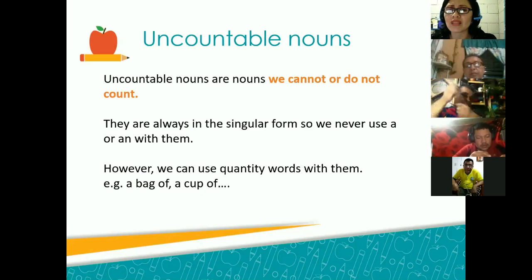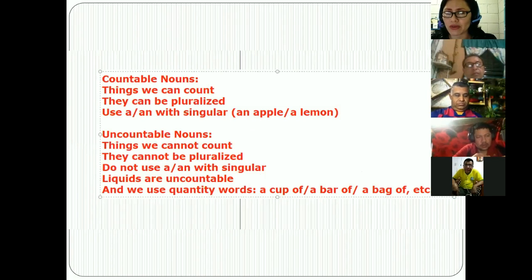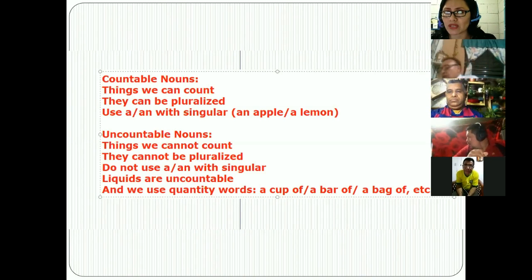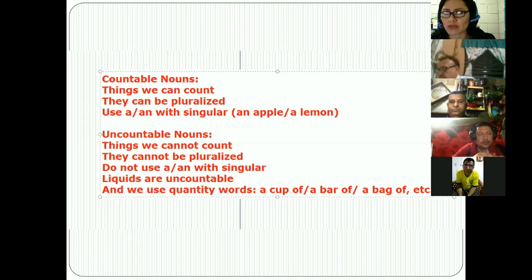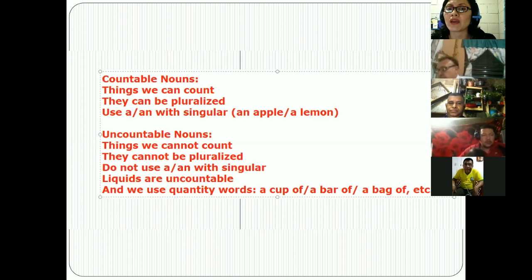Entonces, esto mismo que yo les estoy presentando fue lo que yo les mandé ya al grupo de WhatsApp, ¿verdad? Entonces, aquí está en realidad el resumen, ¿verdad? Esto que les estoy presentando ya lo tienen ustedes ahí en WhatsApp, ¿ok? Entonces dijimos, ¿qué es lo más importante, teacher? De todo lo que hablamos, ¿qué es lo más importante? Number one, countable nouns are things that we can count. They can be pluralized. Sí los puedo pluralizar y debo de seguir reglas específicas. And also I can use a or an with singular nouns.